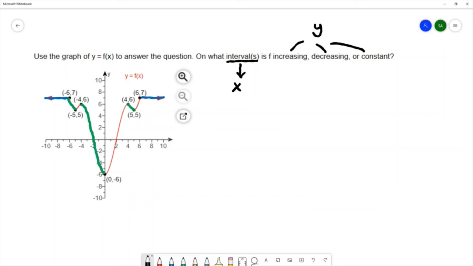And how about purple for increasing? So this is increasing, increasing, and increasing.